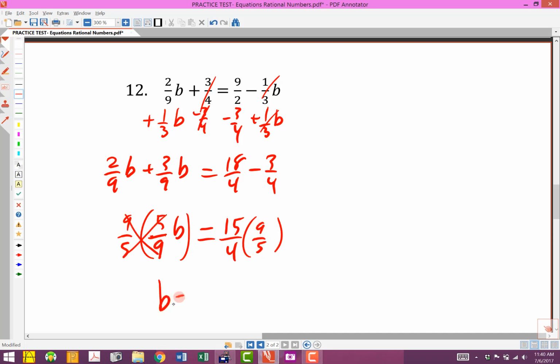Do a little bit of cross cancellation here. 5 goes in here once, 5 goes in here 3 times. We can't cross cancel the 3 or the 9 with the 4, so we end up with, on the top, 3 times 9 is 27, and on the bottom 4 times 1 would be 4. Okay, so there's our answer on that.